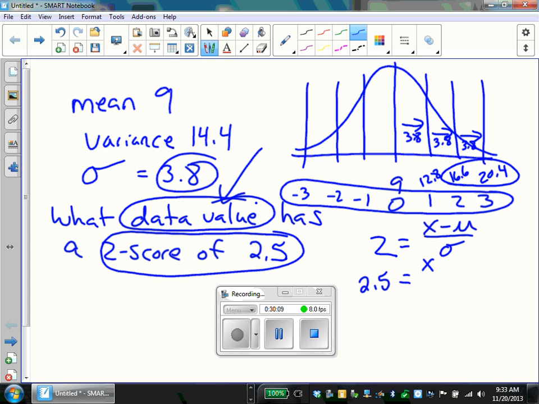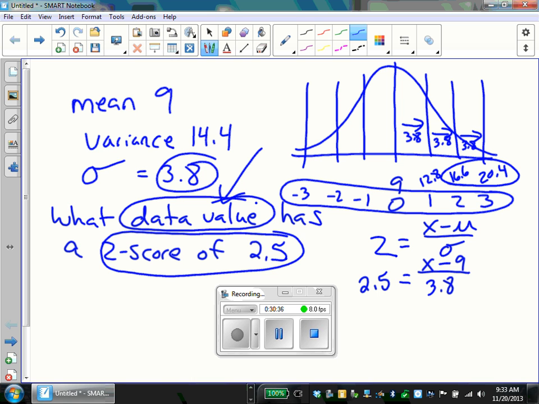Does that make sense? So if they give you the z-score, you have to plug it in for the z. If they give you the data value, which I had done in the other examples, you plugged it in for the x, minus the mu, which is what? Our mean, 9, divided by the standard deviation. What's our standard deviation? 3.8. Now, we have to solve for x.